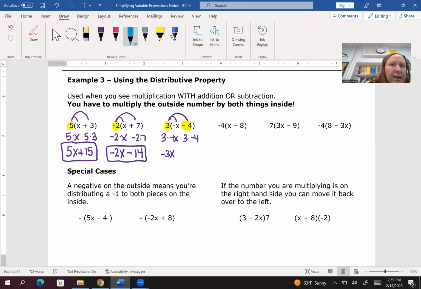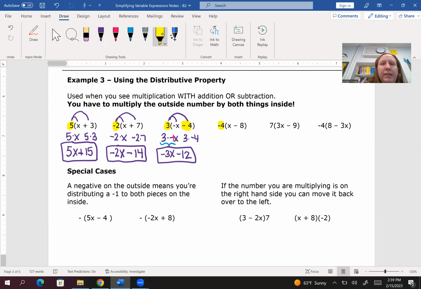Okay, we can multiply the numbers that are there. And then the x is just going to be squished against it because it's still being multiplied by those other numbers. And 3 times negative 4 is negative 12. So that is minus 12. And negative 3x minus 12 is our answer.